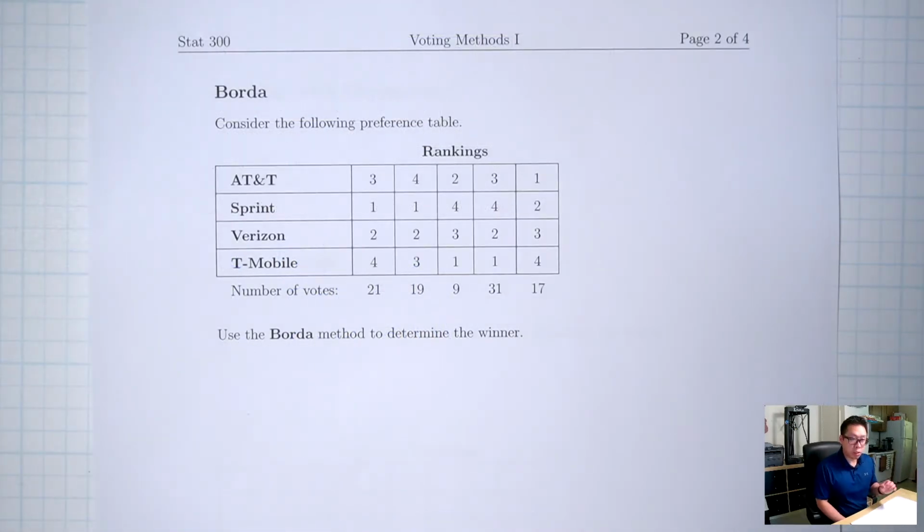Plurality, which we just talked about, only takes into account the first place votes. The other 3 methods we're going to talk about in this class, they do take into account second, third, and fourth place votes also. So the next one we'll talk about is Borda. And here we are deciding between cell phone providers. So let's start off with AT&T.